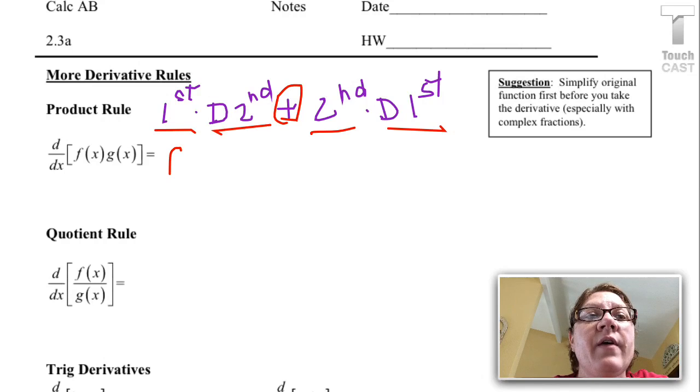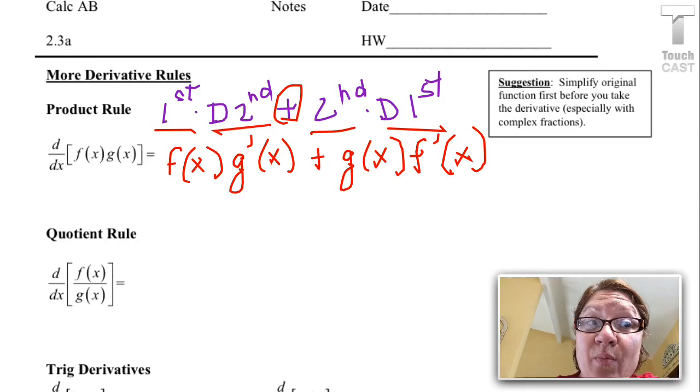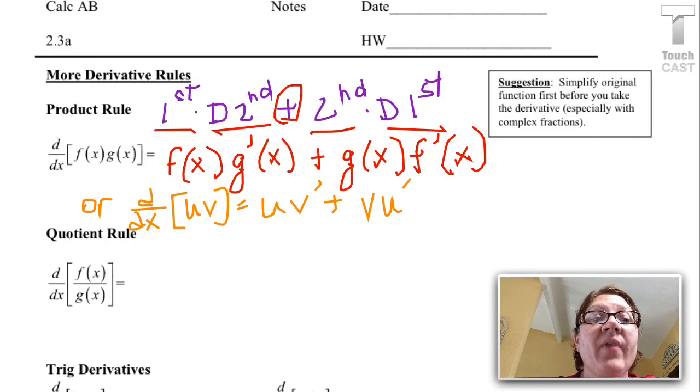And of course, if I put that in formal notation, it would be first times derivative of the second, but that would be g prime, right? Plus second, which is g of x, times derivative of the first, but that would be f prime. And if you were super fancy notation, let the next one come up, pause the video while you write it down. I told you that was super fancy.